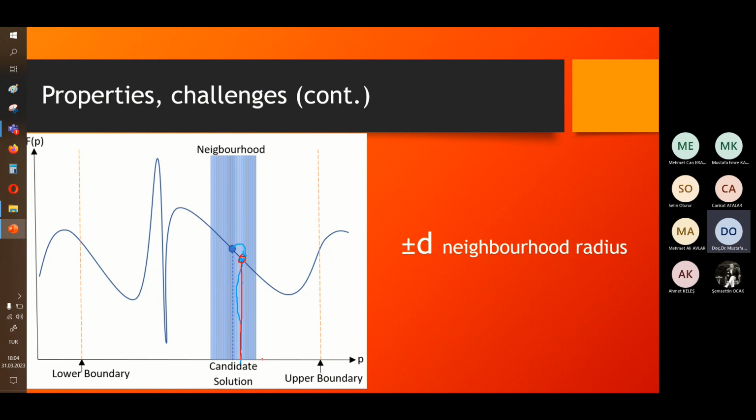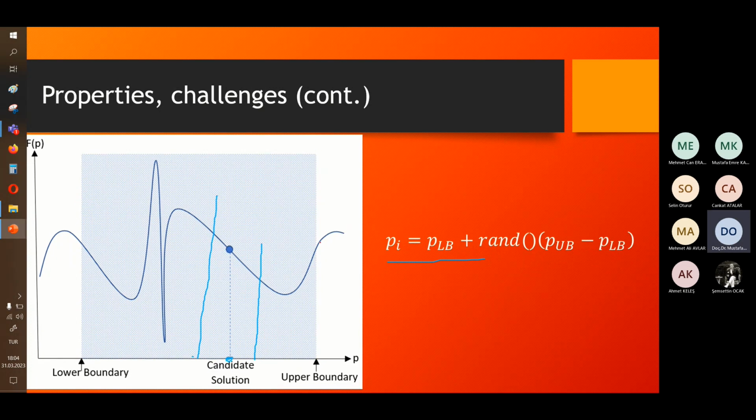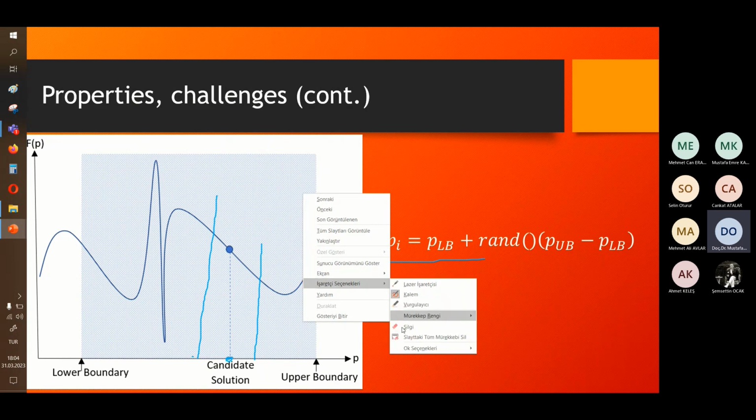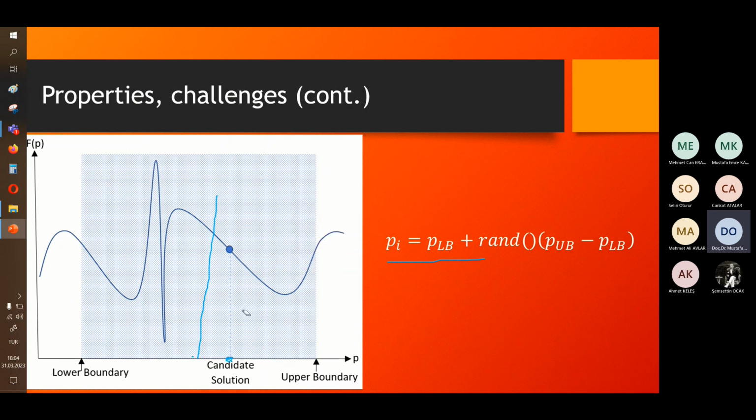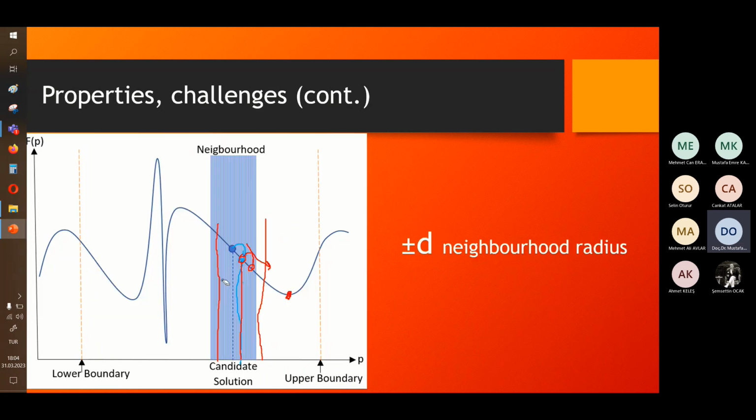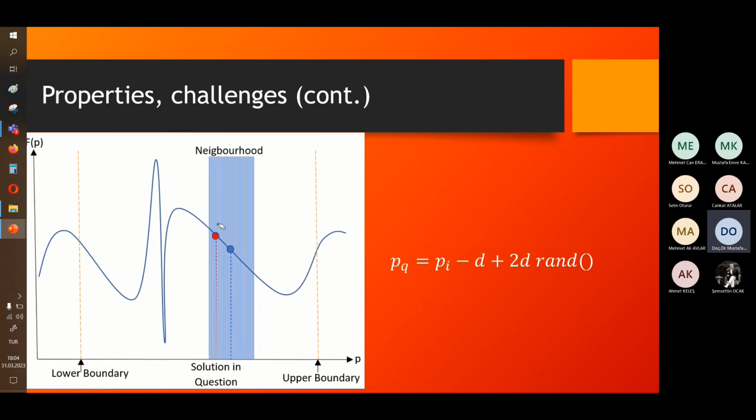Then, within the neighborhood of this new solution, we create a random solution, and if it is a good one, for example like this, we accept that one and move towards where the global minimum is. Of course, we created a random solution. Now I'm talking about another case. We created a random solution, and within its neighborhood we created another solution.